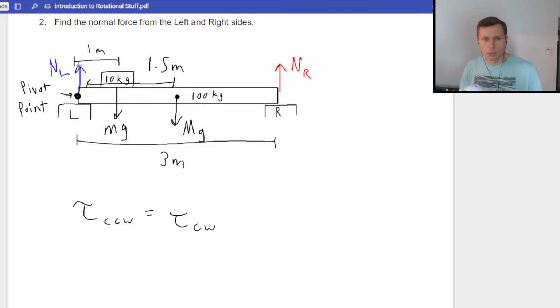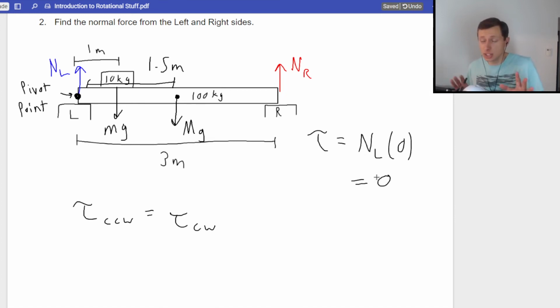Well, think about this. What's the torque on NL? Well, torque is equal to a force, so NL, times what's that radius? In other words, what's the distance from the normal force to the pivot point? It's on the pivot point. That distance is 0. That whole torque is 0. We actually just lose NL in the equation. That's actually fine at first because we need to get rid of it in order to solve for one of these things first. We're going to solve for NR first. Everyone okay with that? If you're lost, don't worry. I think it will make more sense in what I write next.